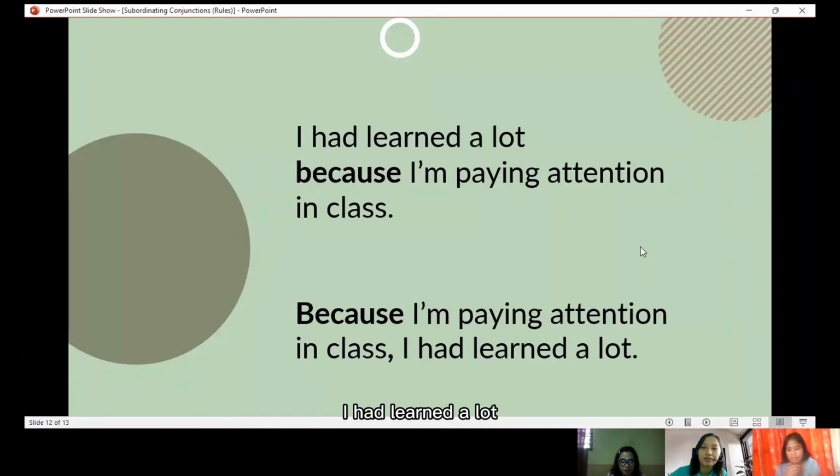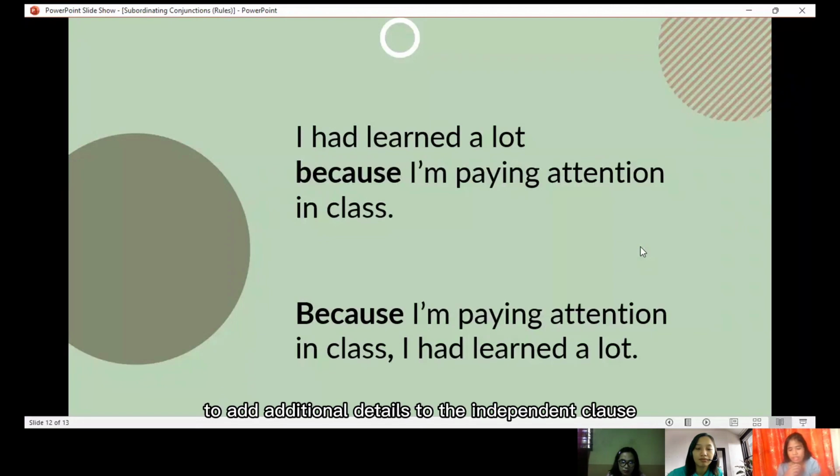I had learned a lot because I'm paying attention in class, and because I'm paying attention in class, I had learned a lot. In this sentence, because I'm paying attention in class is a dependent clause using the subordinating conjunction because to add additional details to the independent clause, I had learned a lot. Or the formation can also be like this: Because I'm paying attention in class, I had learned a lot. Again, there's a comma when the subordinating conjunction is at the beginning.